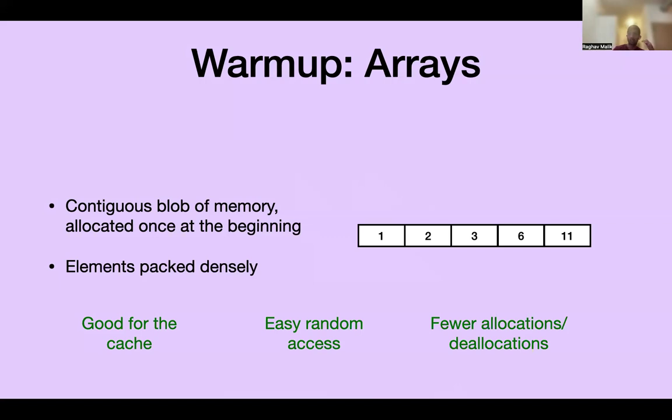And then there's fewer allocations and deallocations, right? I allocate it once at the beginning, I use the array for its entire lifetime, and then when I'm done with it, I clean it up. Arrays are great. So why do we need linked lists?